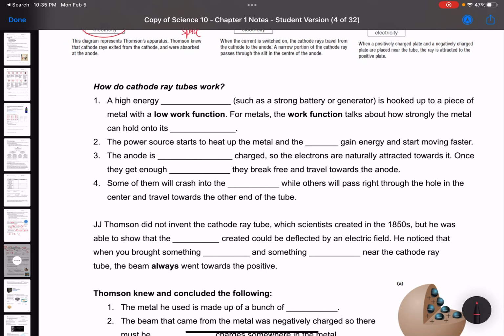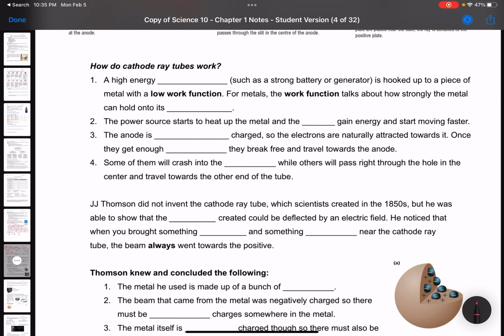So let's go through and fill in some notes and see if there's anything else that I can add to this. So how does a cathode ray tube work? You take a high energy power source, such as a really strong battery or generator, and you hook it up to a piece of metal. Now, the metal we use has a low work function. When we talk about a metal, and this is more of a physics 30 thing, the work function talks about how tightly it can hold on to its electrons. So a low work function is really weak at holding on to its electrons.